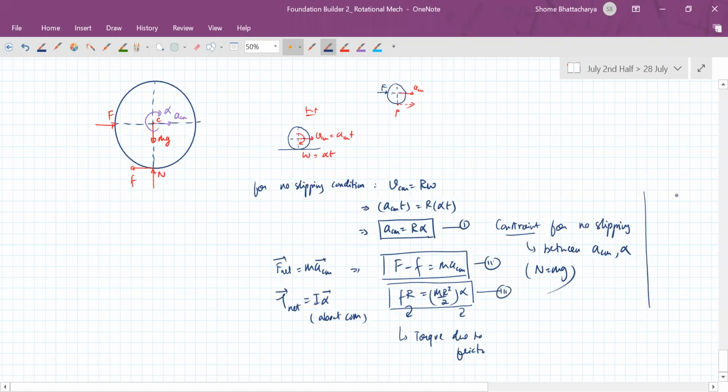Now we have three unknown quantities. The friction is unknown, alpha is unknown, A_CM is unknown. And we have three equations. So we're going to solve these equations. So just make a note up to this point, then we'll discuss the solving of the equations.